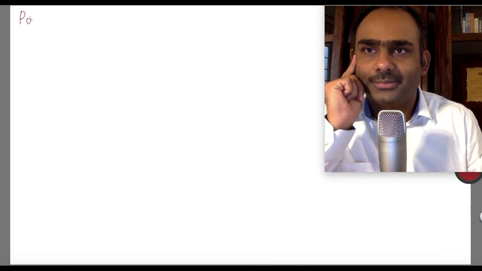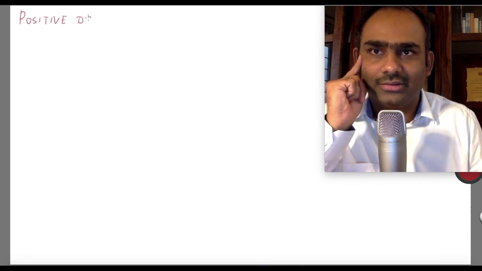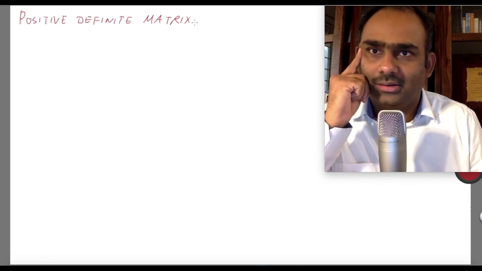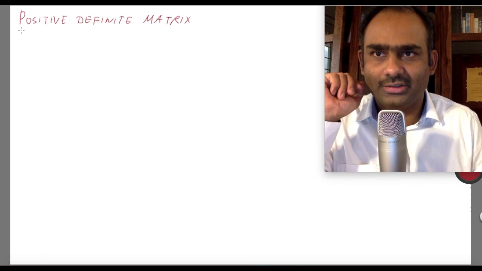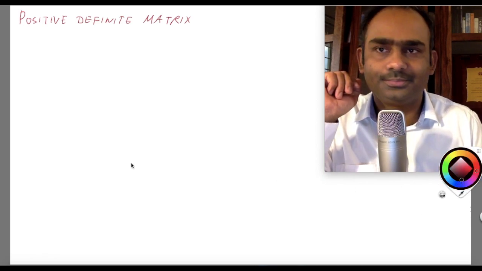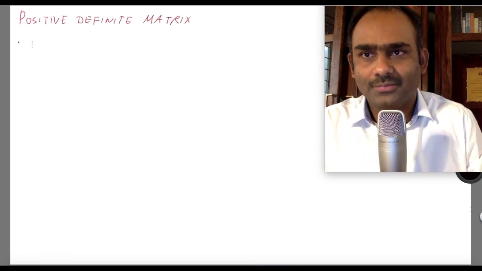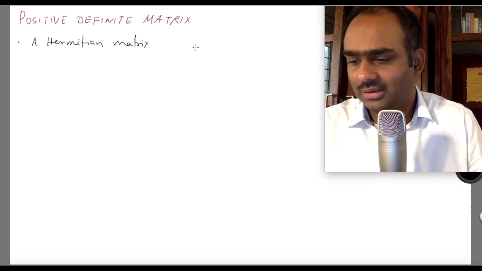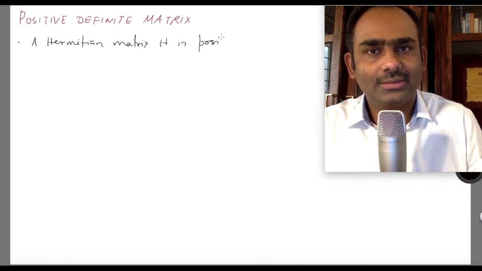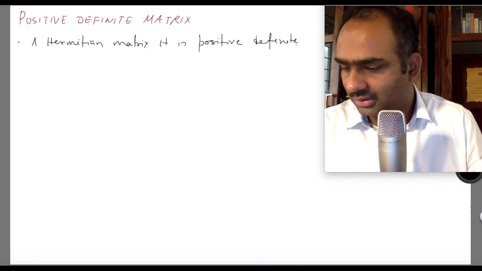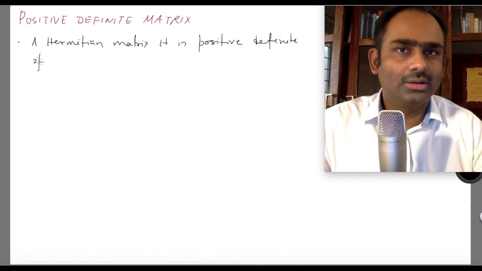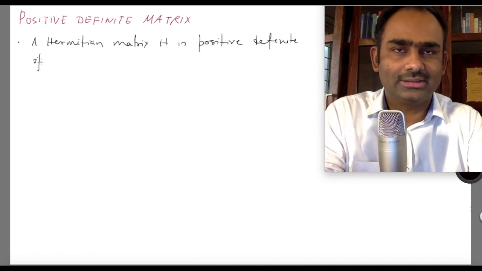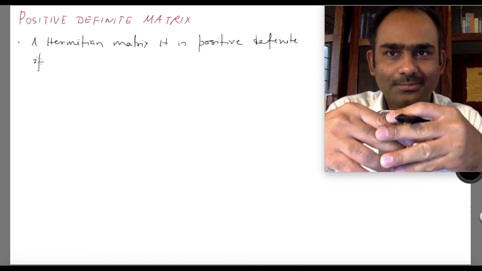Positive definite matrix. And I will also look at positive semi-definite matrix. So anyway, let me define positive definite matrix first. So the definition is here. A Hermitian matrix H is positive definite if for any non-zero complex column vector that you take, and if you sandwich H between these vectors, on the left-hand side and the right-hand side, you should get a positive quantity.